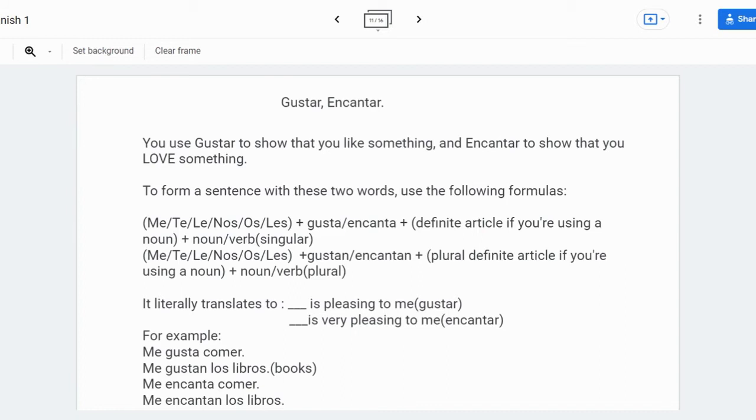Instead of using gusta, you can use encanta if you really love something. For example, me encanta comer, which means I love to eat. If you also love those books, you can even say me encantan los libros. Keep in mind that you can never use the plural form of gustar or encantar if you have a verb, since a verb has no plural form. You'd only use it with a noun.